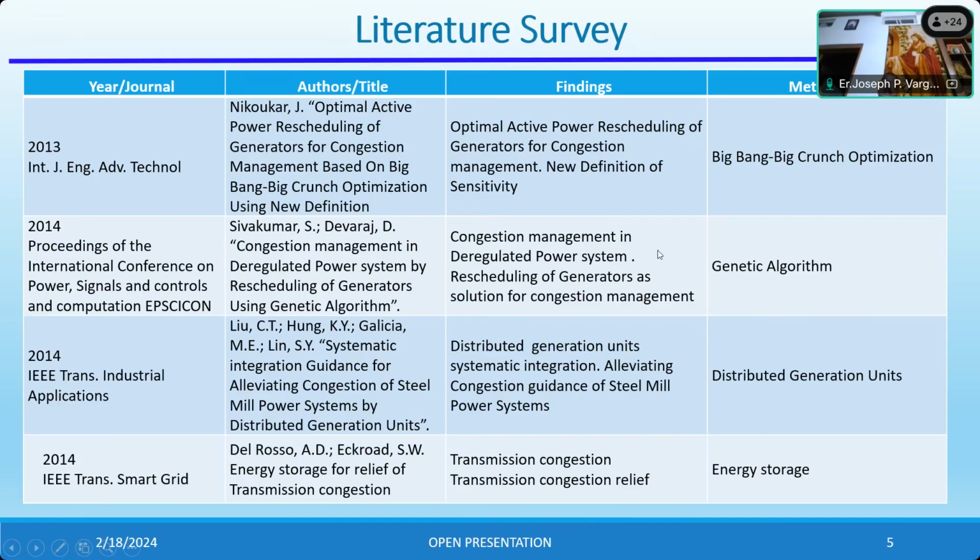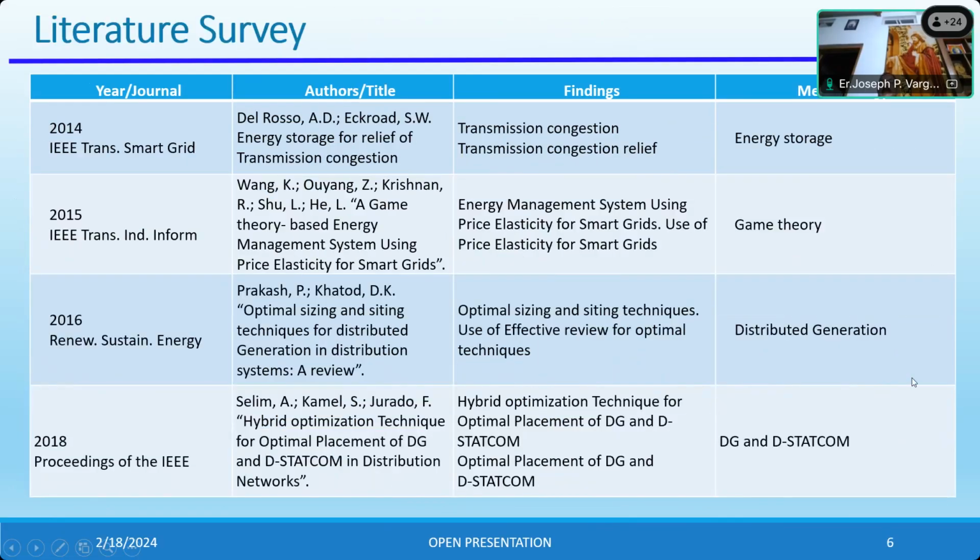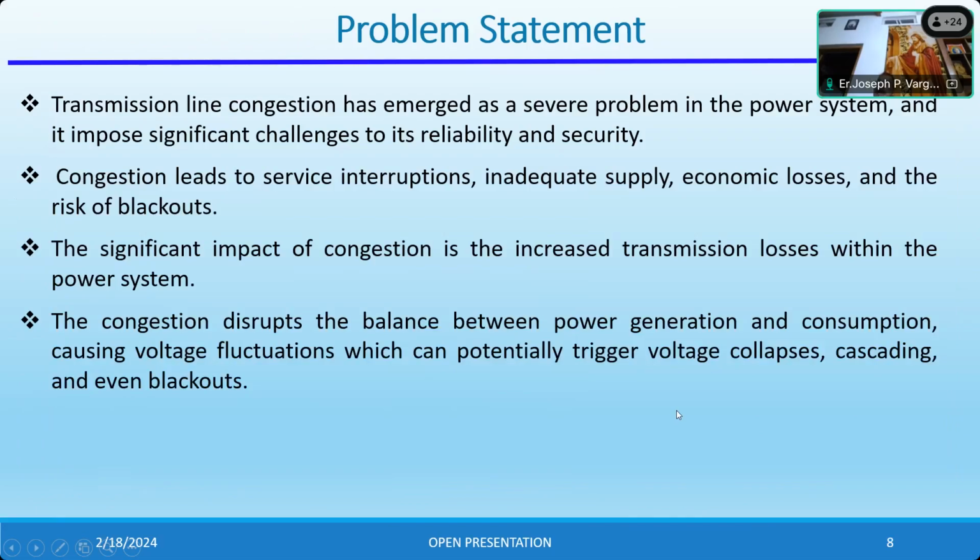Several authors and researchers have reported several methodologies for detecting congestion and for alleviating congestion, like the Big Bang algorithm, genetic algorithm, distributed generation technologies, energy storage methods, game theory methods, and DG STATCOM methods. And in all these algorithms, we have found that load flow based system indices allied algorithms are not seen. Hence, we have the right to claim novelty in this work.